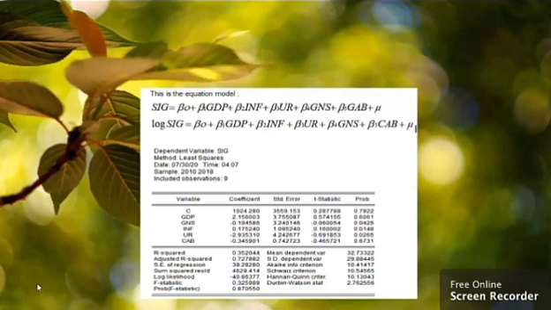Next, the adjusted R-square, which is 0.72788, meaning that 72.79% of the dependent variable is affected by the independent variables, while 27.21% was affected by external factors, adjusted by the degrees of freedom.